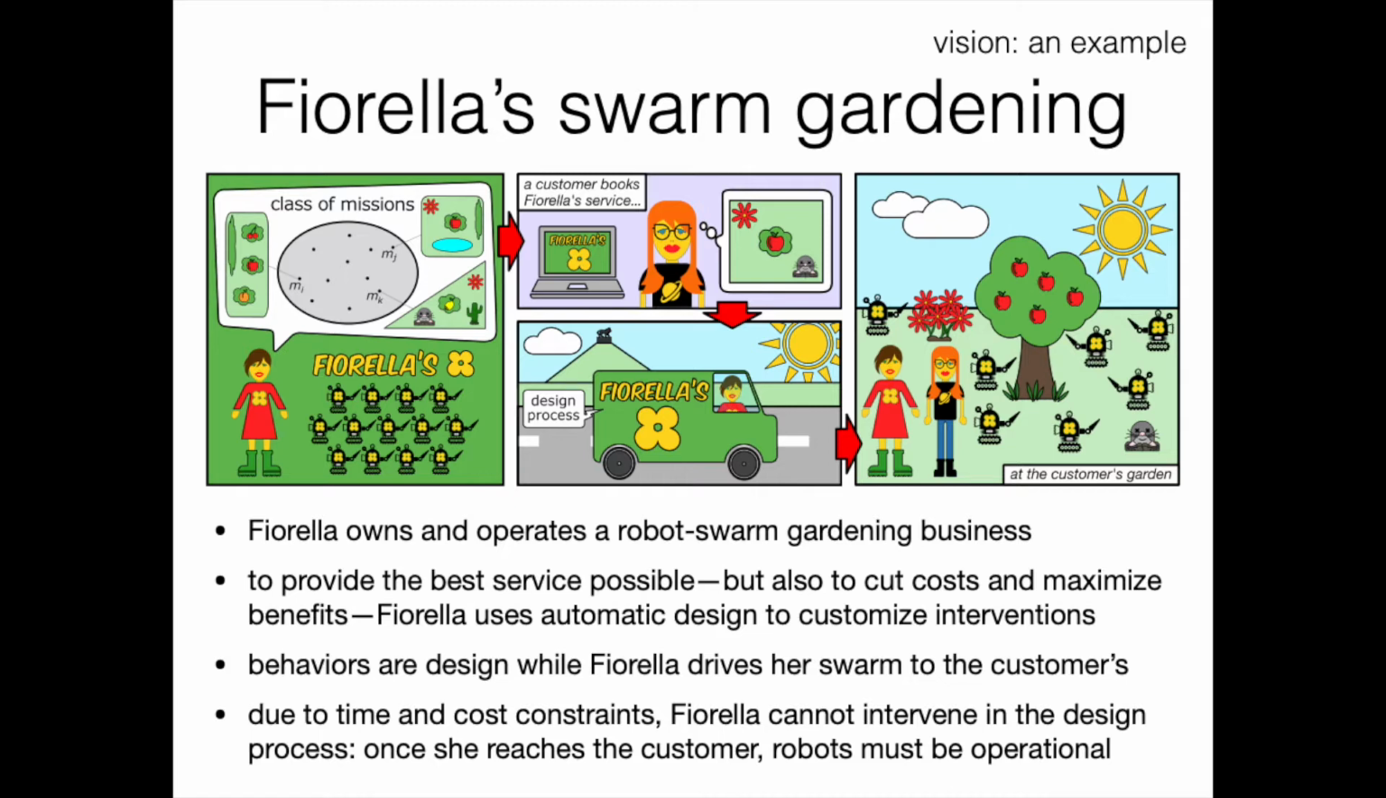So you see that Fiorella in the cartoon is driving her van to the customer, and in the meantime the design process is running on her computers to define the behavior of the robots for the specific intervention that the customer where she is driving has requested, and for the specific garden of this customer.